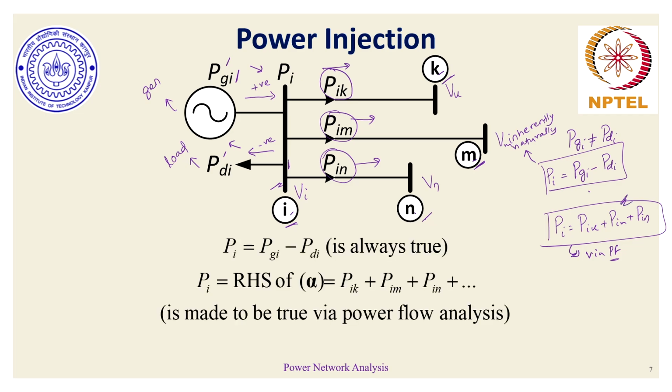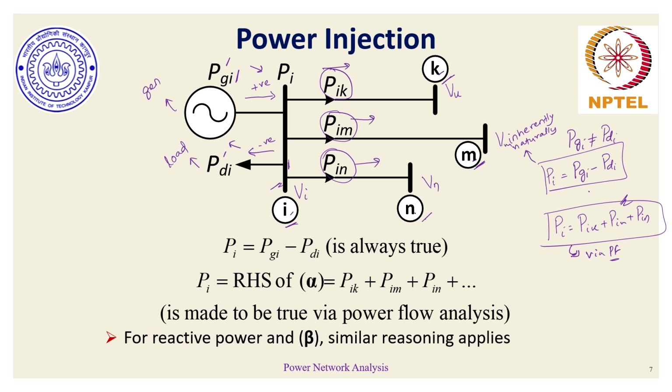This is only from the perspective of real power flow. The same logic would be applicable if we talk about reactive power at respective buses. So given this understanding that injections are naturally or inherently true, power flow essentially tries to find the bus voltage phasors at all buses, so that the corresponding conservation of power becomes true from the real power and reactive power perspective. That is the basic premise of power flow analysis.